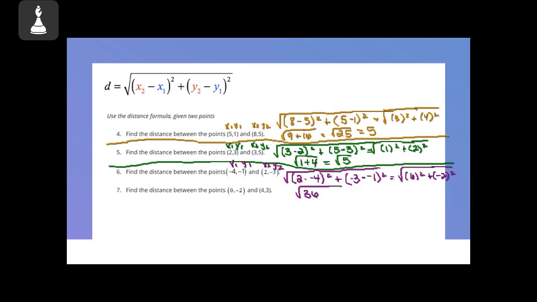Now, 40 is not a perfect square, but we have worked with breaking these down previously. So 40 is 4 times 10 under the square root. Why did I pick 4 and 10? Well, because I can square root 4. The square root of 4 is 2, leaving me with the square root of 10 for a final answer of 2 root 10.